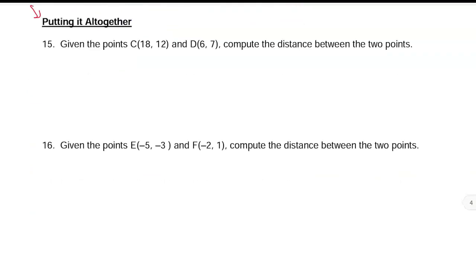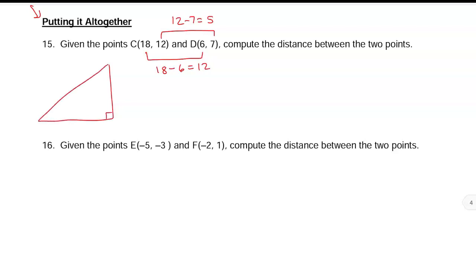Given the points C and D, compute the distance. So I'm going to repeat the same method. I'm going to find the difference between 18 and 6. So 18 minus 6 is 12. And then the difference between the y coordinates, 12 minus 7 is 5. If you need to, you can get a right triangle set up, and the horizontal distance is 12, the vertical distance is 5. Does this look like a triples family? If it does not, we would use the Pythagorean theorem. But I do think we have a triple family here. This is a 5, 12, 13 triangle. So the hypotenuse is 13.